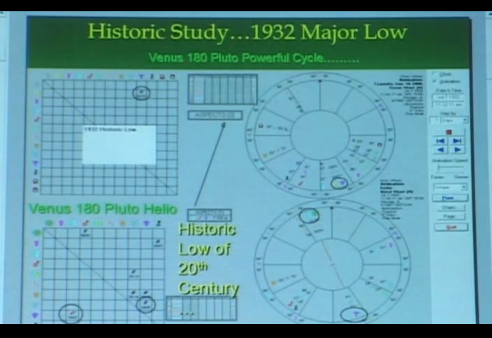This low in 1932 was what ended the 1929 crash. So what stopped the power and energy of 1929 was a Venus 180 Pluto, which is the second harmonic and the second strongest relationship that exists. If we were to see this as a vibrational point, I am pretty confident that this would have been the actual low on price. So again, we see the unique special power of Venus and Pluto here once again in Helio.